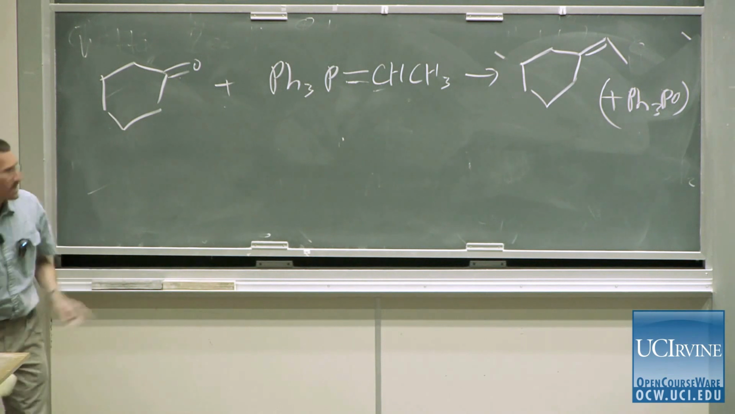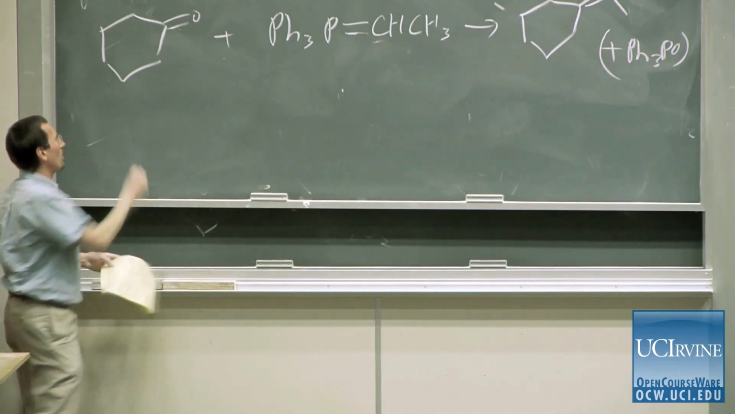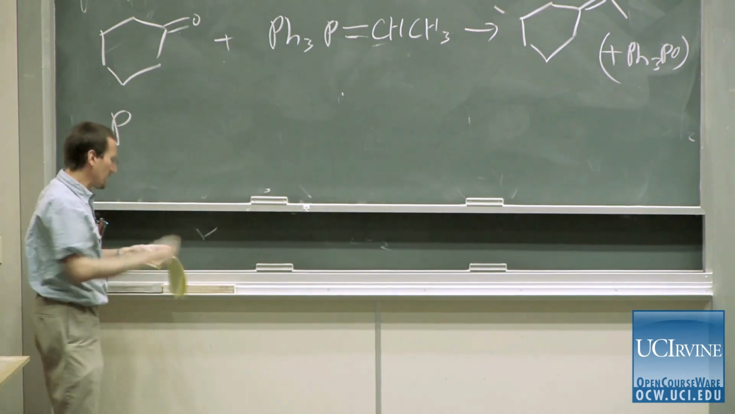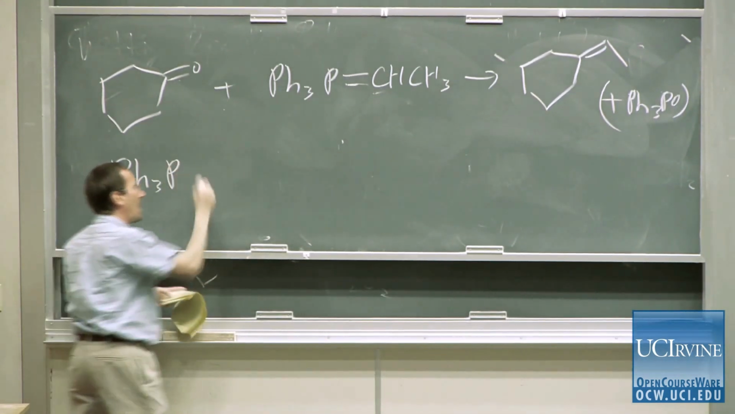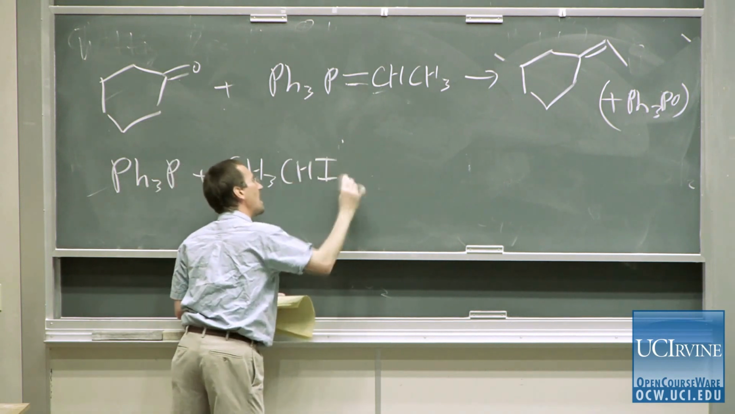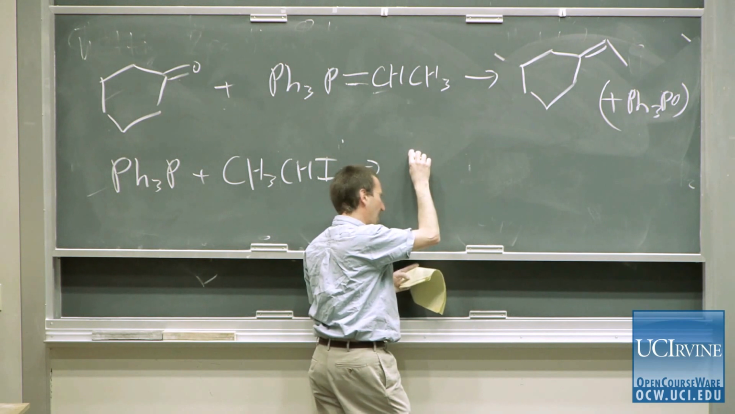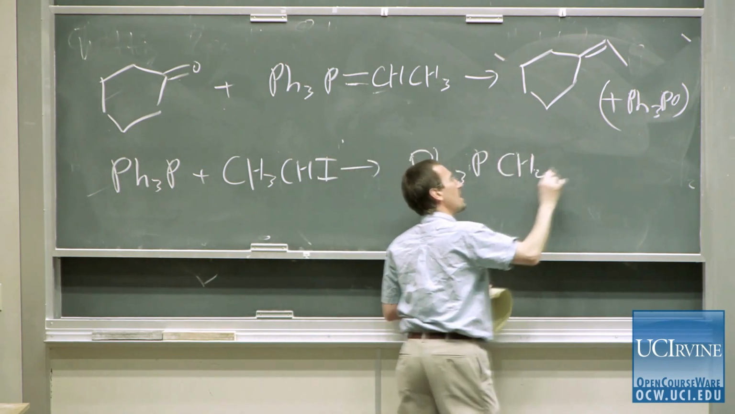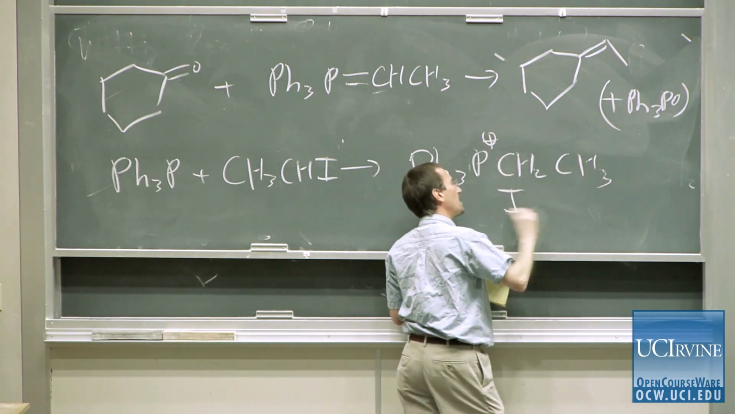Now, in practice, the way one carries this reaction out in the laboratory is you make the phosphorus ylide yourself. Triphenylphosphine is a good nucleophile. You can take an electrophile like ethyl iodide and mix them, and you get ethyl triphenylphosphonium iodide, Ph3P+-CH2CH3, I minus.